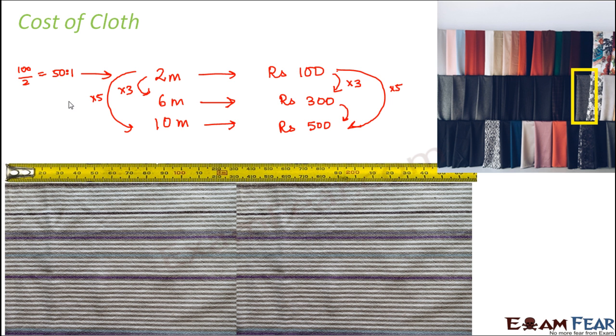In the second case, what is the ratio? It is 300 by 6, which is again equal to 50:1. In the third case, it is 500 by 10, which is again equal to 50:1. So the ratio of the cost to the length of the cloth remains constant at all instances. Here is another example where we see that two quantities, length and cost, are directly proportional to each other.